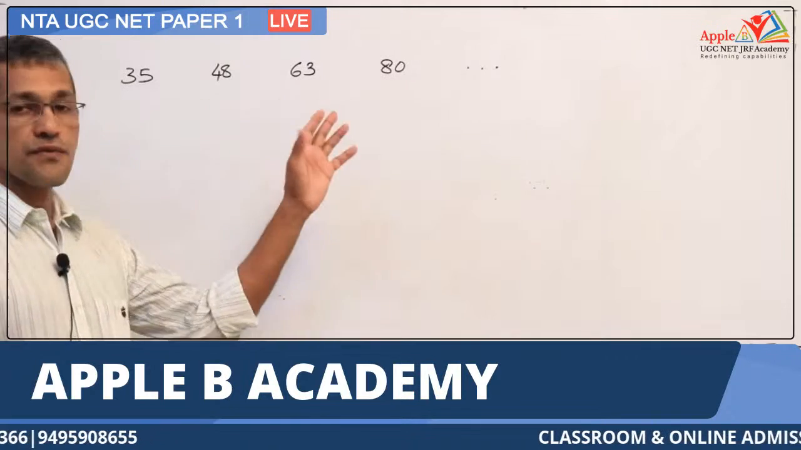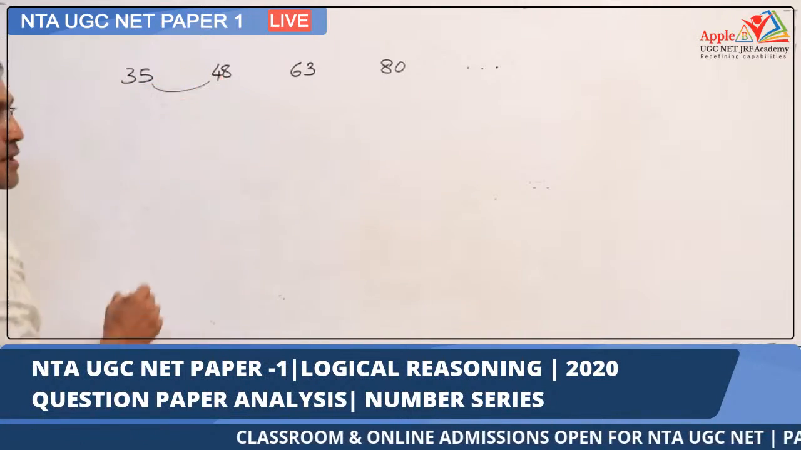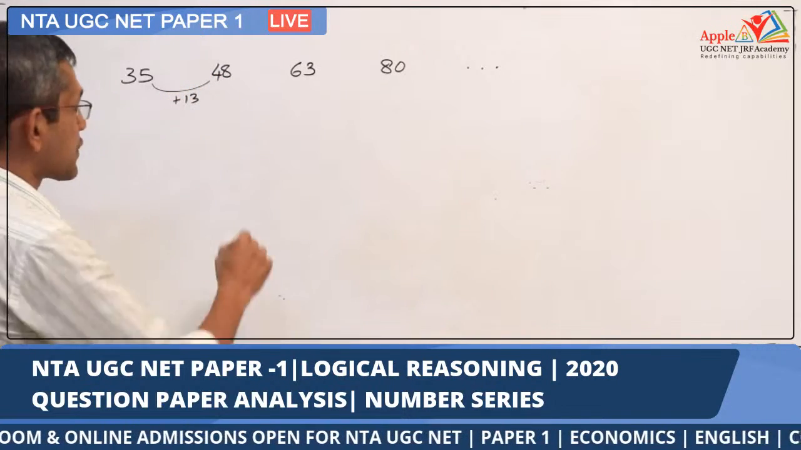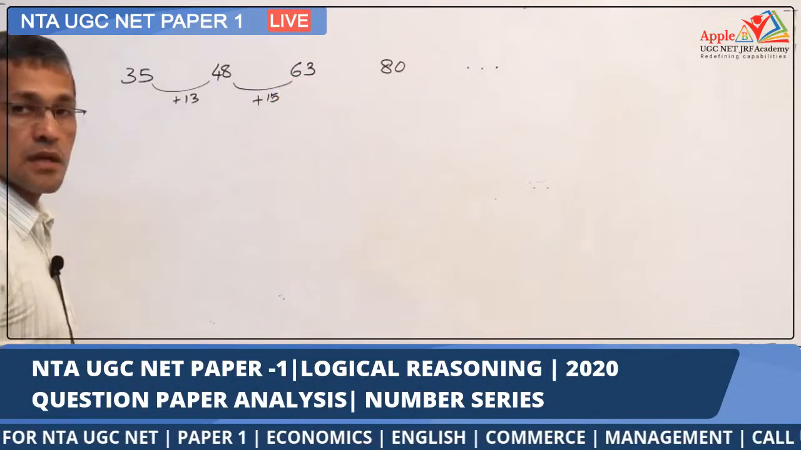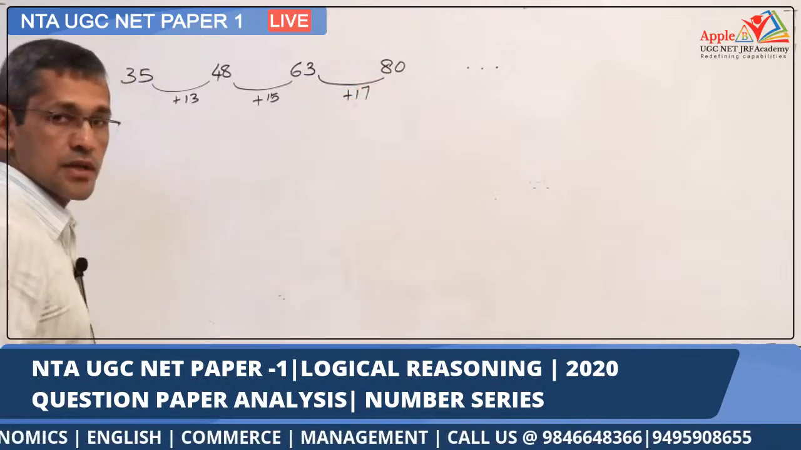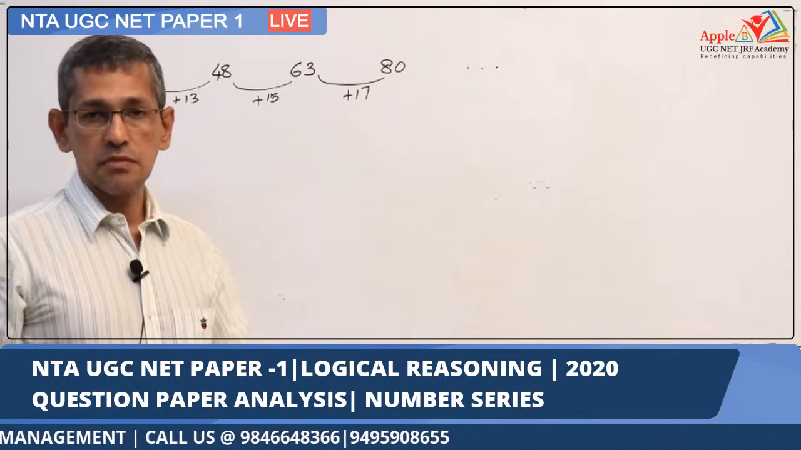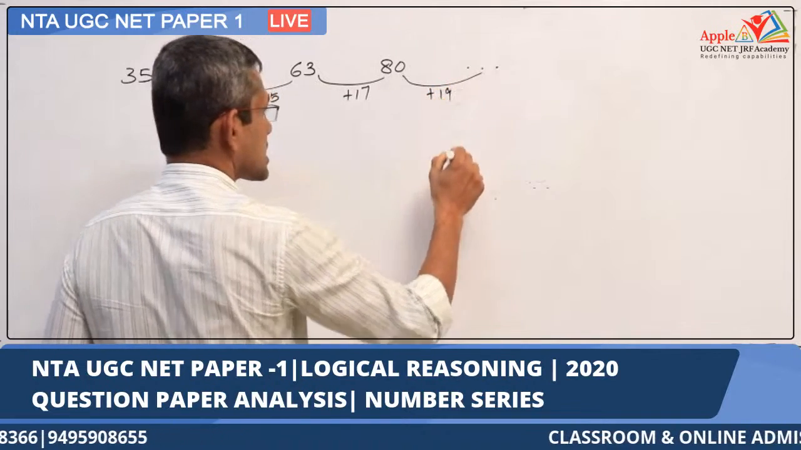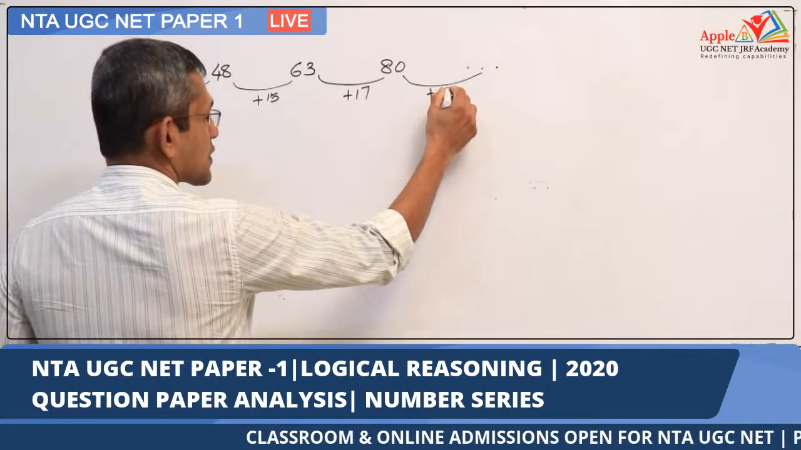There are two different ways of looking at this question. First one, it's a difference. So 35 plus 13 would be 48. Then 48 plus 15, that is 63. And 63 plus 17, that would be 80. So this 13, 15, 17, these are consecutive odd numbers. Next one would be 19, so 80 plus 19, 99 is the answer. So that is one way of looking at it.